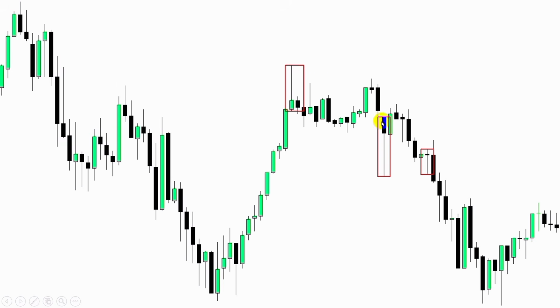Now you can see that a dragonfly was formed here. But the fact that we're in a downtrend would not make this dragonfly doji a strong candlestick pattern to consider, because it is against the trend. That is why you can see price violated it. Price created another one, and price violated it because it is against the trend, which is bearish.